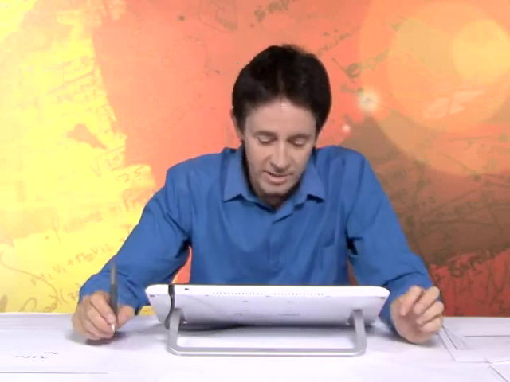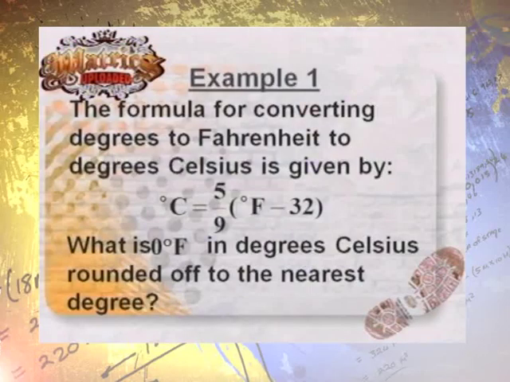Right, guys, let's look at rounding off when we look at specific formulas, and watch out for this. This is a very important lesson. Let's go to the formula for temperature again. The formula for converting degrees Fahrenheit to degrees Celsius is given by this formula. What is 0 degrees Fahrenheit in degrees Celsius, rounded off to the nearest degree?